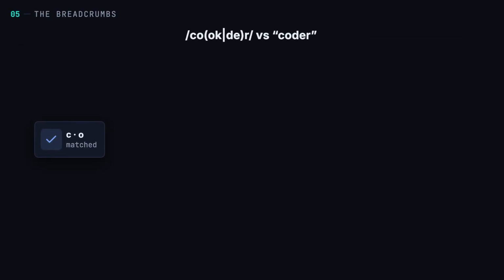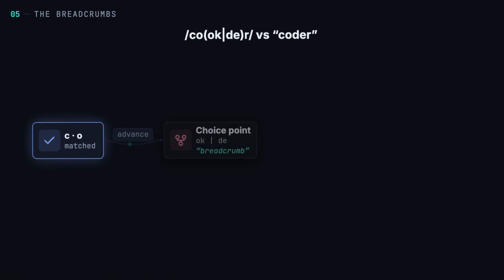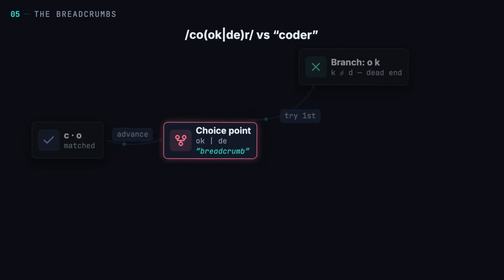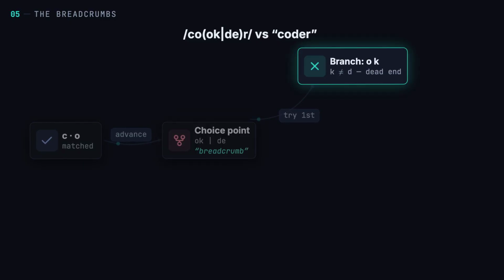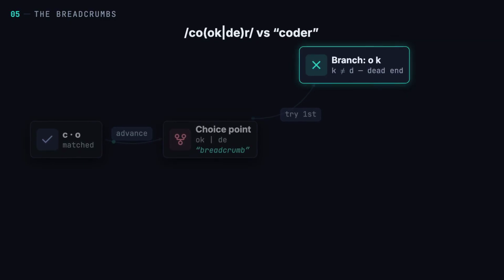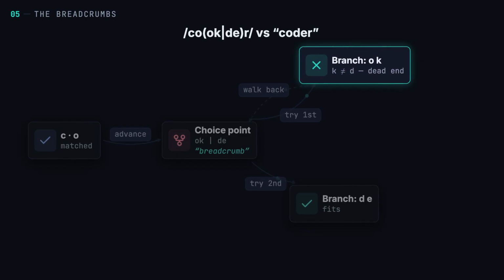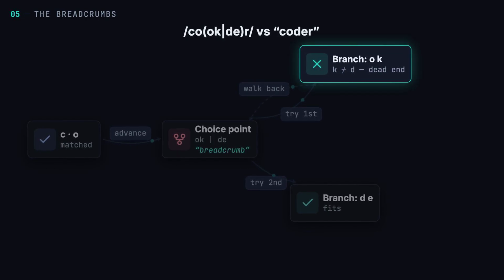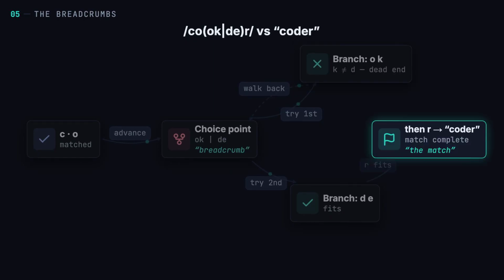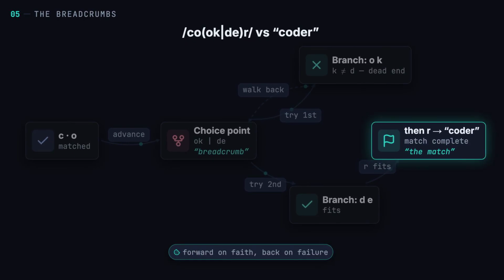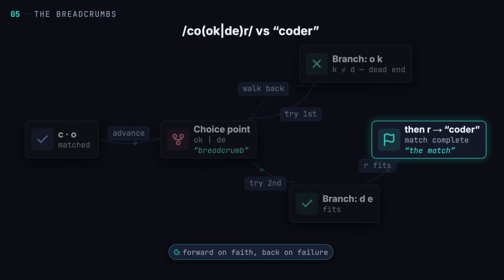Third rule, the famous one. The word coder and directions that say C, O, then OK, or D, then R. The runner matches C, O, and hits the fork, a choice point. Breadcrumb down. First branch, OK. O fits. K does not. The corridor says D. Dead end. So the runner walks back to the crumb, untaking every step, and tries the second branch, D, E. Fits. Then R. Match. The whole word, coder. Forward on faith, back on failure. Every regex you have ever run works exactly like this.